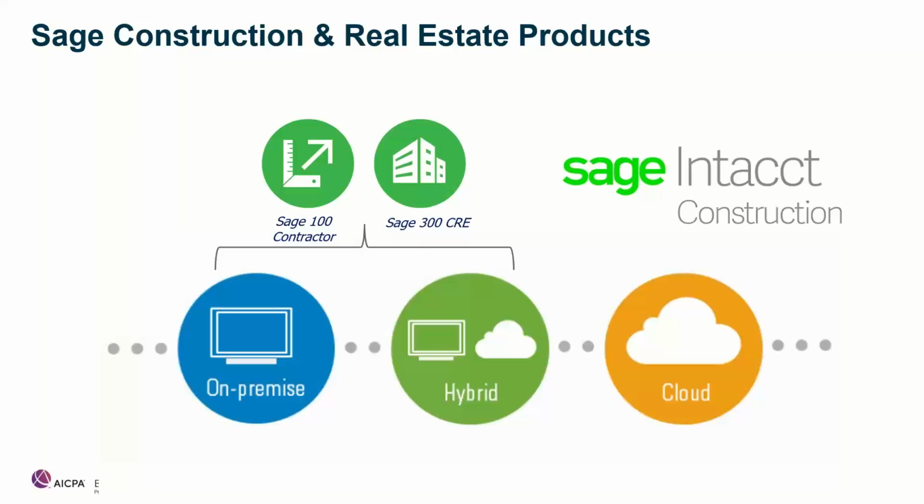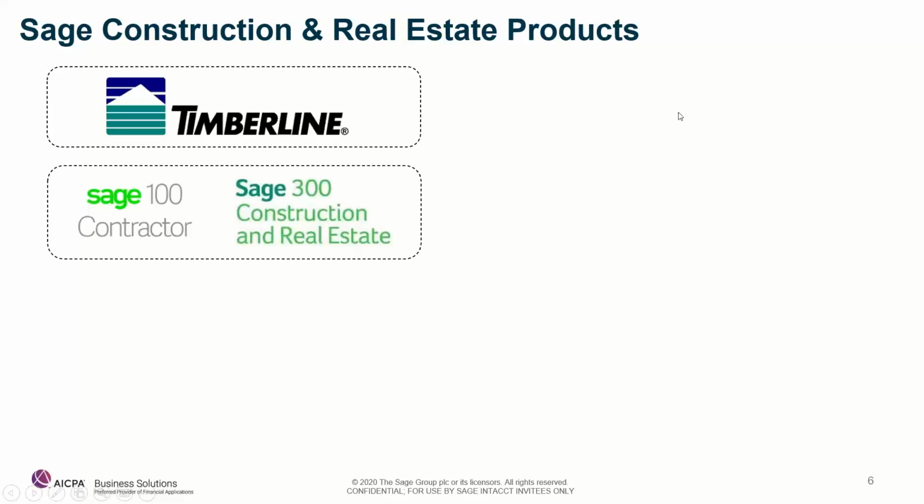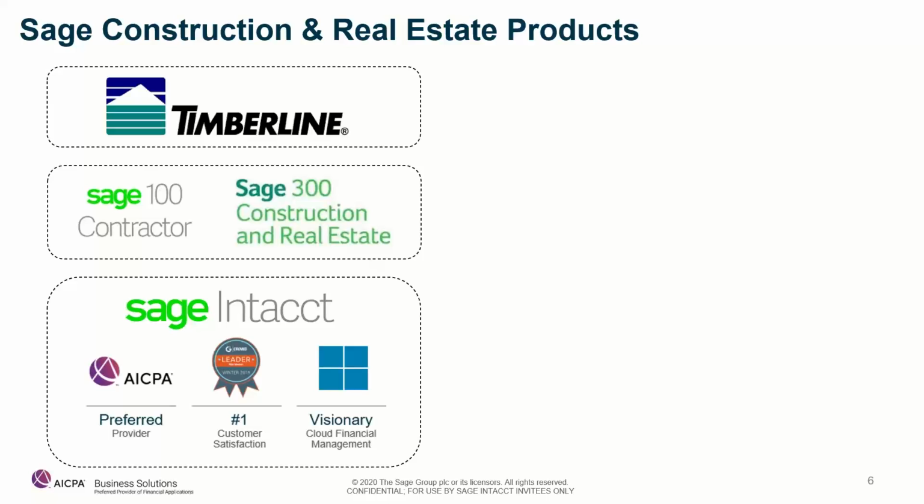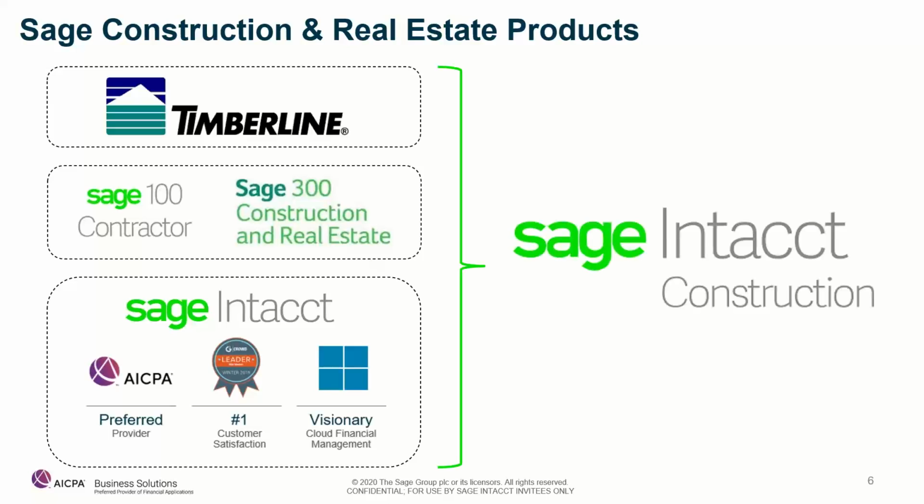Now, Sage Intacct Construction is a next generation product built natively for the cloud. It is a true multi-tenant SaaS, which means software as a service solution. Sage Intacct currently has 13,000 customers. It all started with Timberline and Master Builder, which over the years evolved to Sage 100 Contractor and Sage 300 CRE. These two products inspired Sage Intacct product managers to add some unique construction capabilities to the Sage Intacct platform.